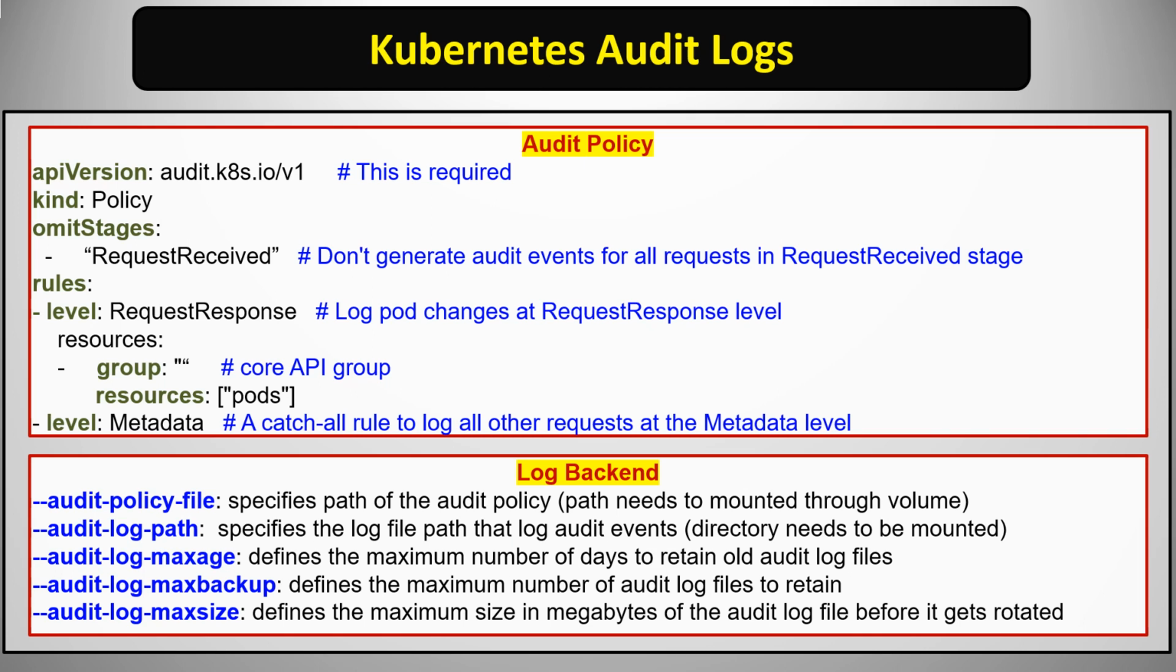Now, to enable audit logs, you will have to configure some additional parameters on the Kubernetes API server, which include the location of the audit policy file. And then is audit log path. Then is audit log maximum age, which defines the maximum number of days to retain the audit log files. Then is the maximum backup, that defines the maximum number of audit log files to retain. Then is audit log maximum size. It defines the maximum size in megabytes of the audit log before it gets rotated.